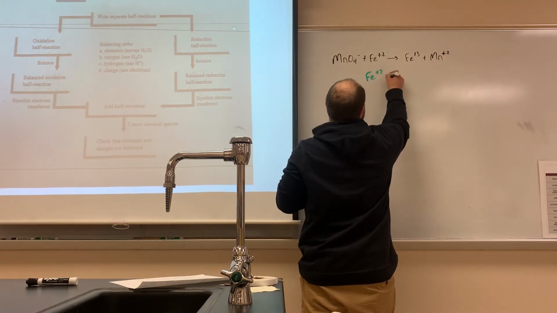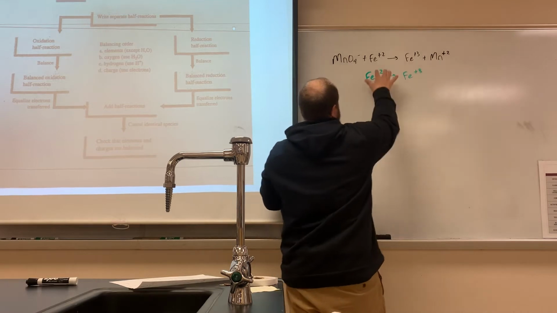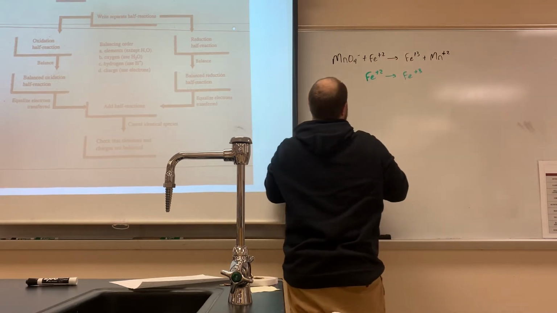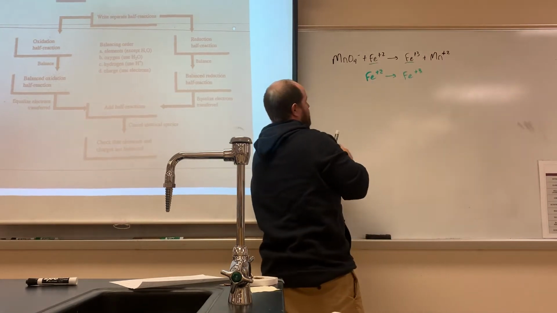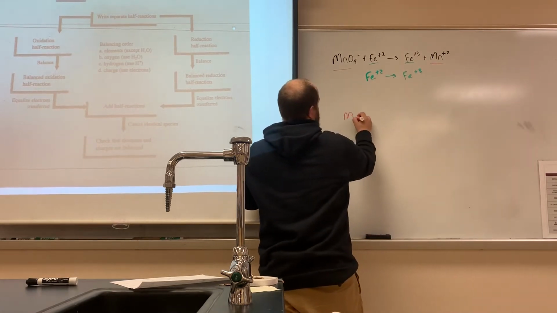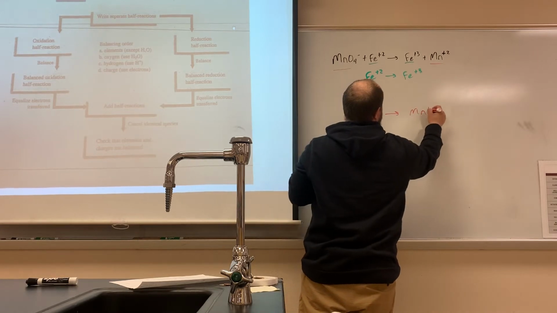So I have this is going to be one of the half reactions because the ions are going to go together, and then these ones are going to go together. So it's pretty easy to identify your half reactions. So these go together, then these go together. So we got MnO4 minus goes to Mn plus 2.